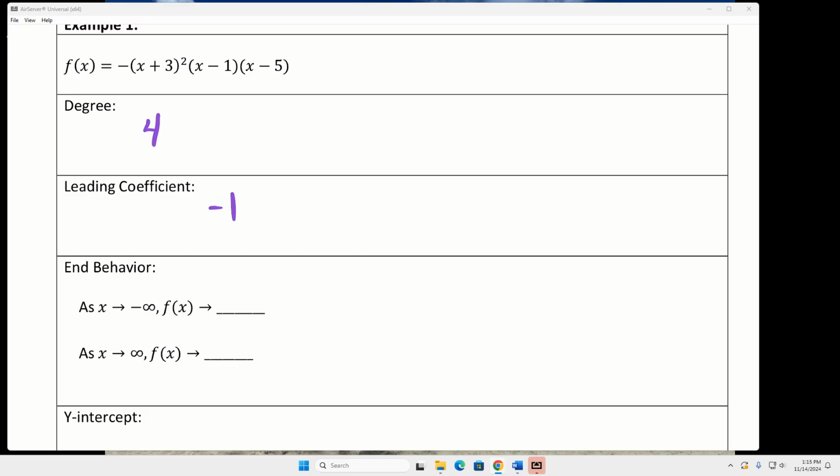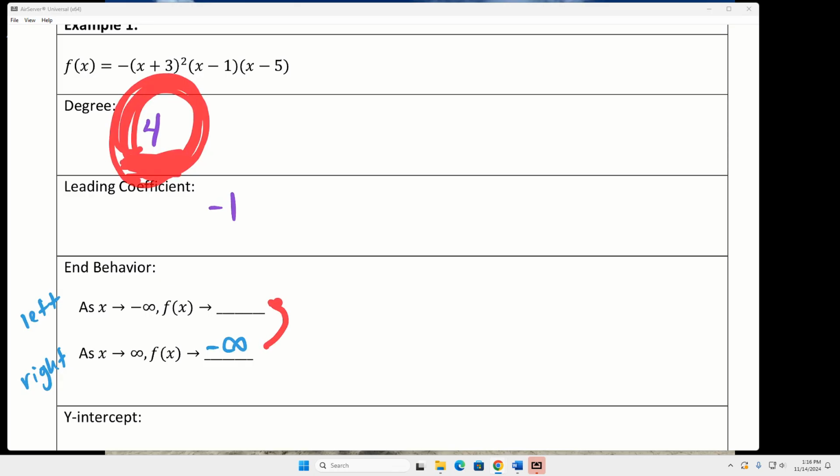You do need to know that as x approaches negative infinity, that is the left side of the graph, and as x approaches positive infinity, that is the right side. The leading coefficient will always tell you what happens on one of these sides. Do you guys remember which side? Leading coefficient tells you the right side. If it's positive, it will be positive infinity on the right. If it's negative like this, it's going to be negative infinity on the right. That's what we learned the last couple of days. How do you figure out the left side? You use the degree. If the degree is even, what do you know about the left side? It's the same as the right. If the degree is odd, the left will be the opposite of the right.